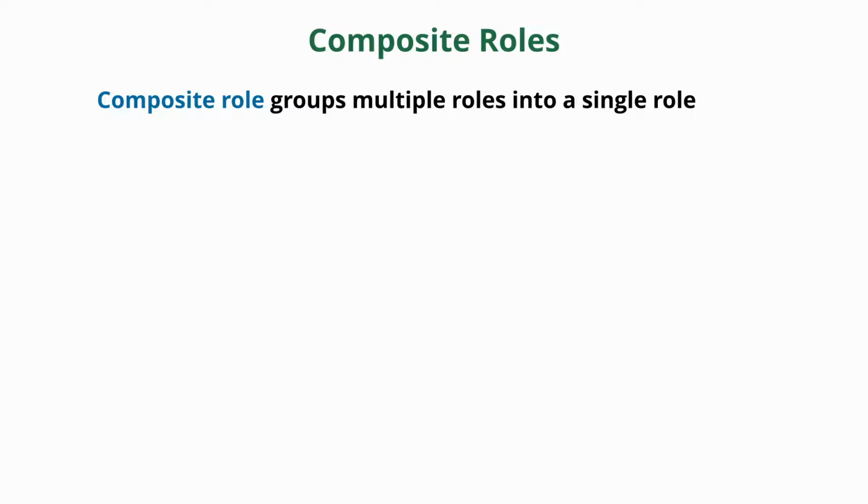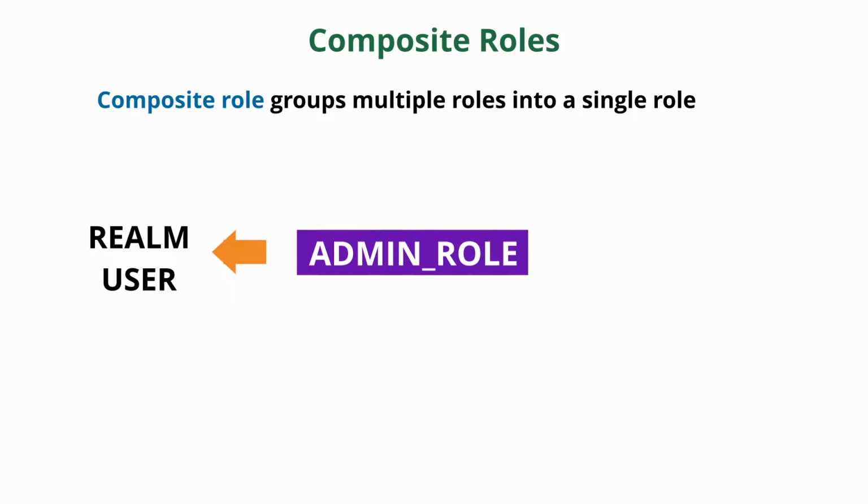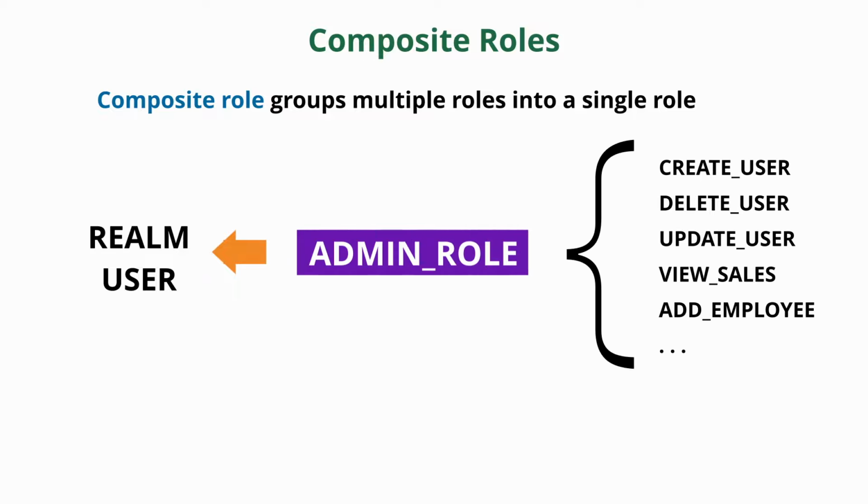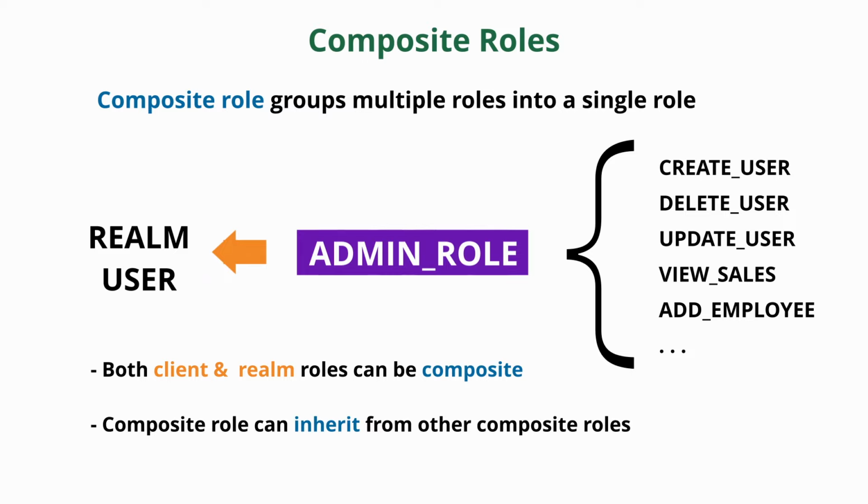Keycloak introduces another concept called composite roles. A composite role in Keycloak is a role that groups multiple other roles into one. Assigning a composite role to a user automatically grants him all the roles included within the composite. Both client roles and realm roles can be configured as composite roles. Additionally, a composite role can inherit from other composite roles as well.